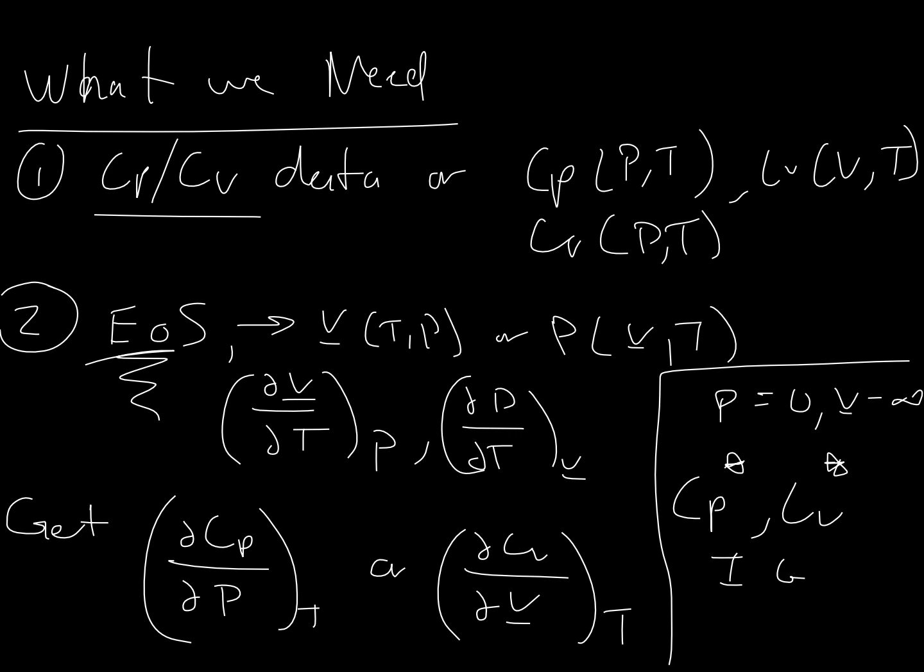So the notion is that maybe we can get by with only measuring the heat capacity of an ideal gas, or with StatMech only predicting the heat capacity of an ideal gas, then using an equation of state to calculate how it changes as a function of pressure or specific volume.